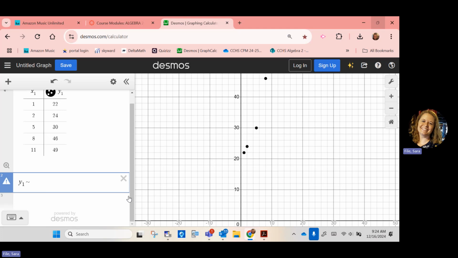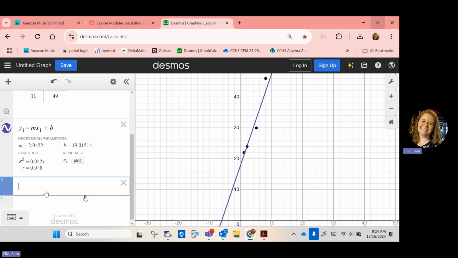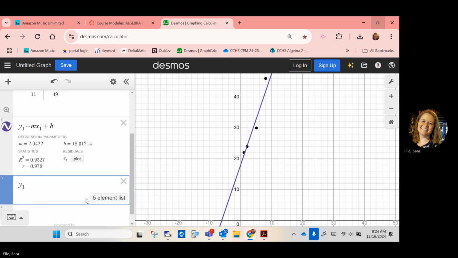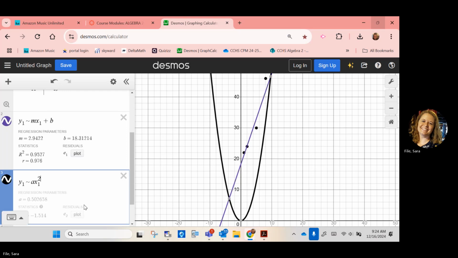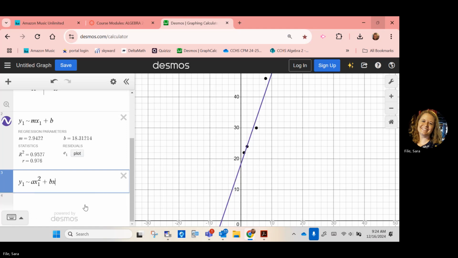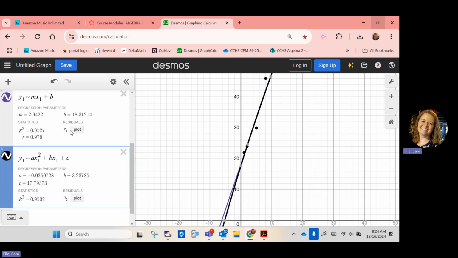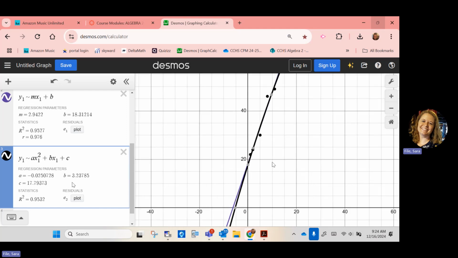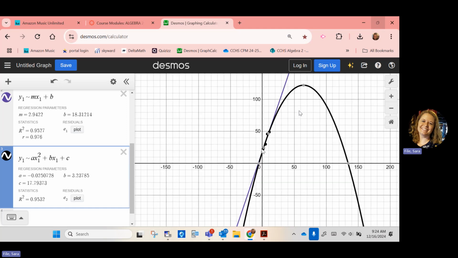We'll try the linear 9527. I think that's what it gave us. And then let's try it with the quadratic. Okay, so here are the two different regressions, linear. Those are the same values that it gave us, but it's not graphing. Oh, there it is. Okay, so it's graphing the parabola.